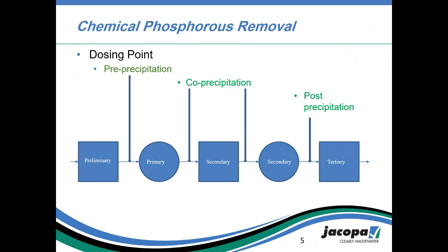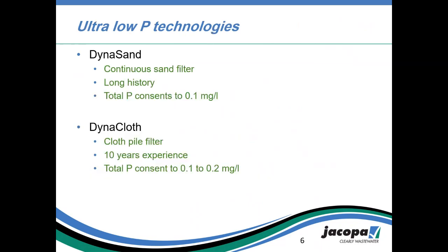Normally, to get to these very low levels, we're probably using a sort of two dosing points, maybe a pre-precipitation with a post-precipitation seems to be probably the most common. Pre-precipitation taking out the bulk of the load, and the post-precipitation allowing you to reach the very low levels that we require. So ultra low technologies that we're talking about, Dyna sand.